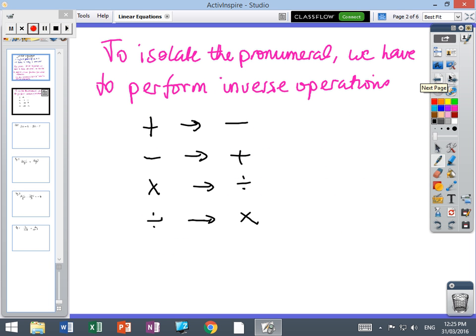Okay, so again, just to isolate a pronumeral, we have to perform inverses. So if you've got a plus and you want to get rid of it, you have to subtract. If you have a subtraction and you want to get rid of it, you have to add. If you want to get rid of a times, you divide, and to get rid of divides, you times. So that's what the inverses are. And by doing inverses, you can slowly isolate the term. So that's straightforward. And we'll move to the next page when you're ready.